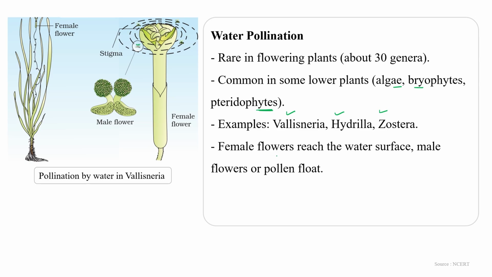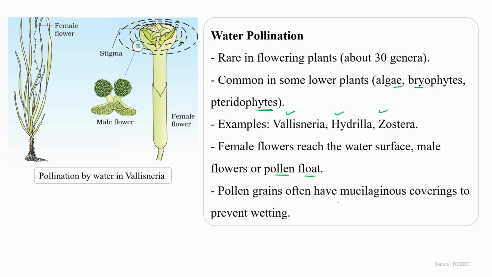In this case, the female flower reaches the water surface, and the male flower or pollen floats towards the stigma. So through floating, the pollen floats towards the female flower, and then fertilization occurs. Pollen grains have a mucilaginous covering to prevent wetting. Because plenty of water is present, they would quickly get wet, so to protect the outer surface and viability, pollen grains in these types of plants have a mucilaginous covering on the outer surface.